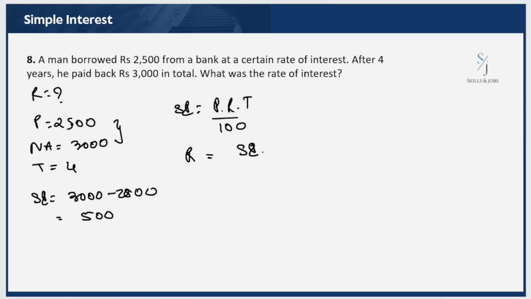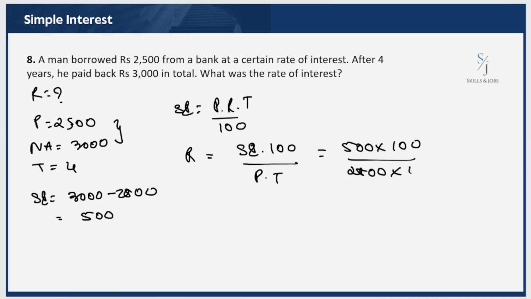Write the formula: R is equal to simple interest into 100 divided by PT. R is equal to 500 into 100, P is 2,500, time is 4 years. So if you solve this, you are going to get the value of 5 percent. So the rate of interest is 5 percent per annum.